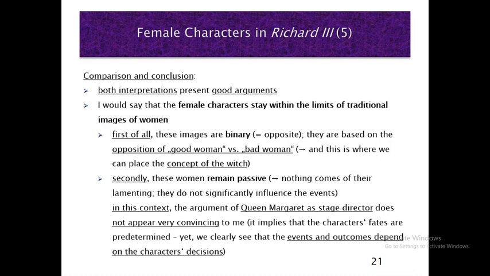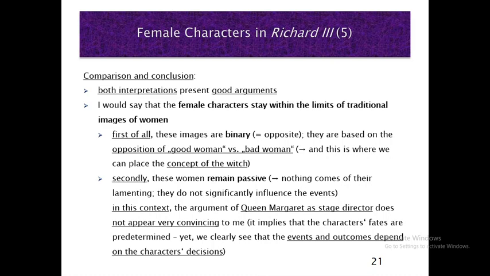Okay, and secondly, there's another argument that I would say supports the first interpretation. The women remain passive. I don't think there is much to be debated. When we have a look at the play, in the end, more or less, they remain passive. Nothing comes of their lamenting. They do not really and significantly influence the events.